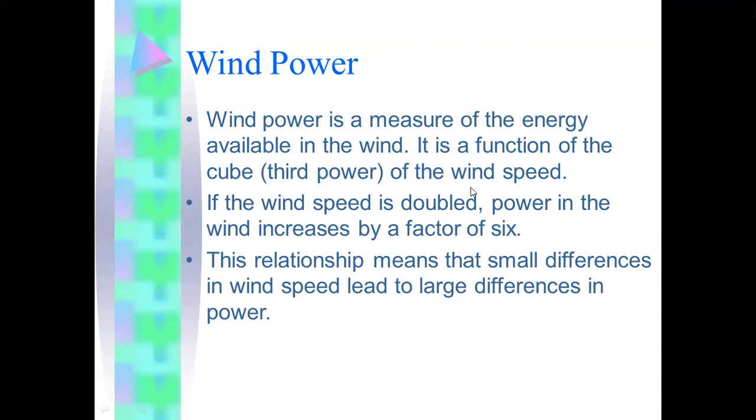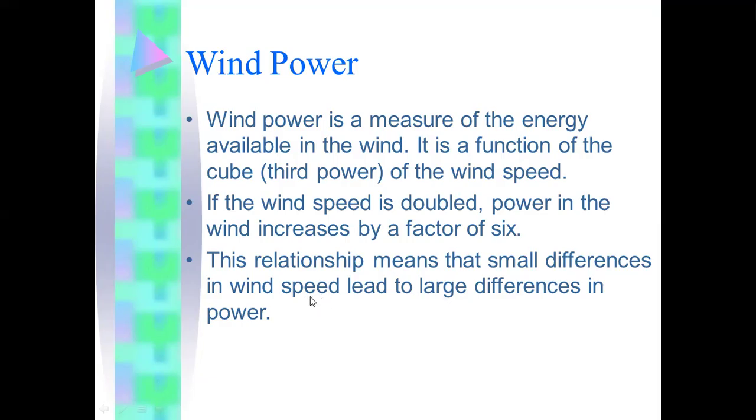Wind power is a measure of the energy available in the wind. It is a function of the cube, the third power, of the wind speed. It means the production of electricity from wind mainly depends upon the wind speed. If the wind speed is doubled, the power in the wind increases by a factor of 8. This relationship means that small differences in wind speed lead to large differences in power.